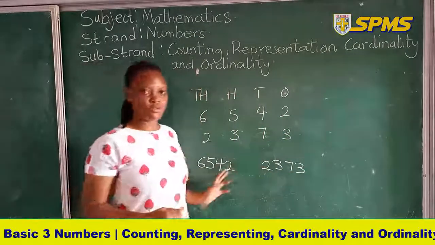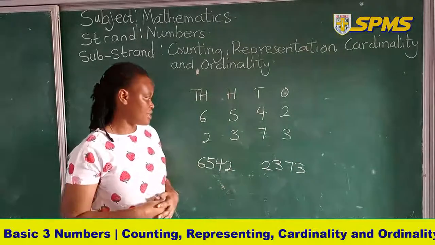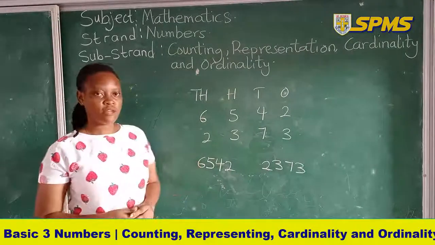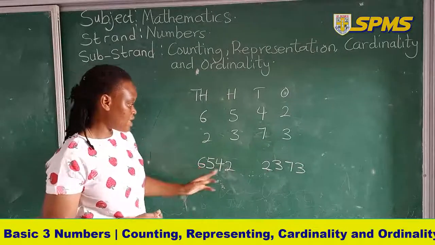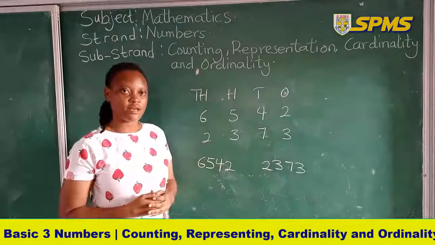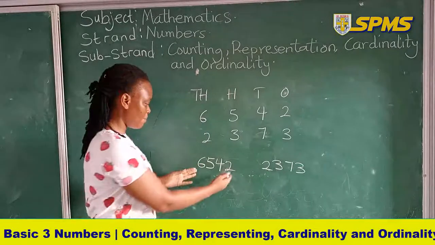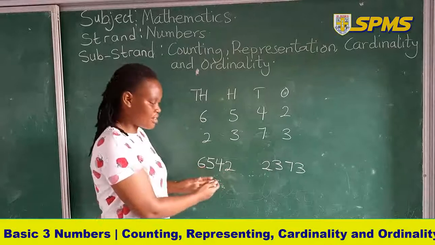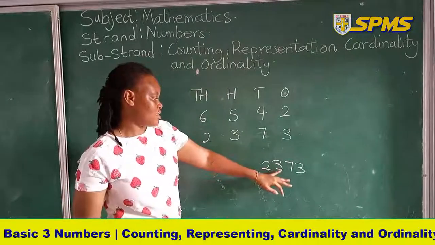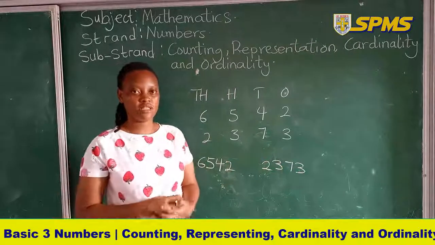So let us look at these two numbers. Which one do you think is greater than the other? We compared using their place values. Look at the first number. We have 6 and then 2. 6 and 2. Which number is bigger? Definitely it's 6. So this number becomes 6,542. And then this becomes 2,373. So which symbol are we putting there?